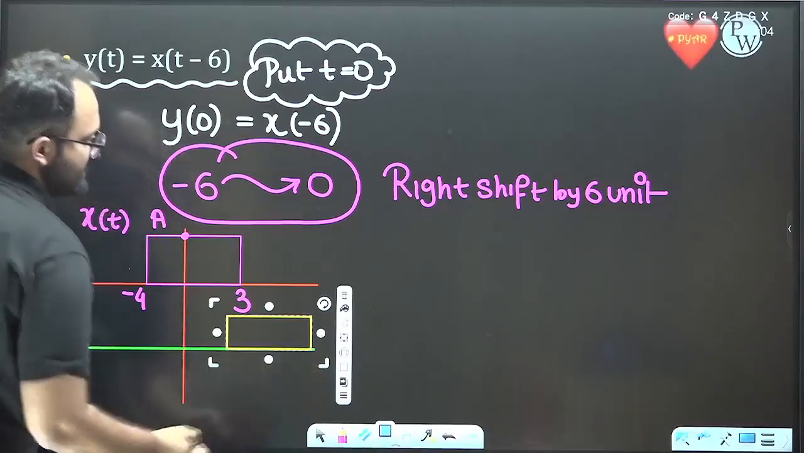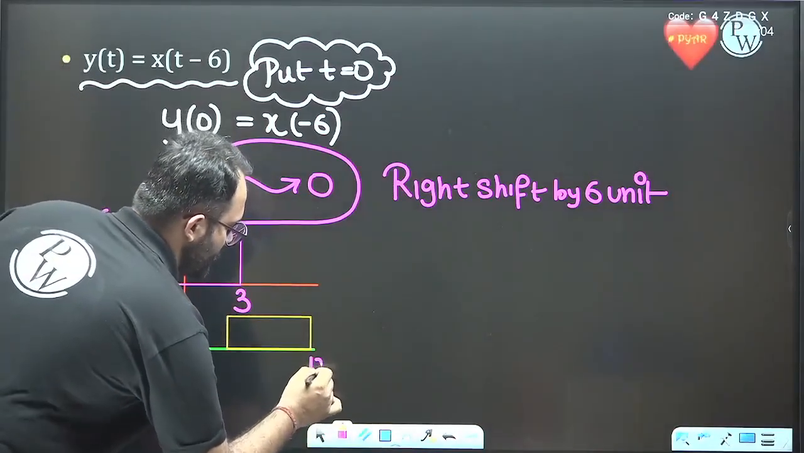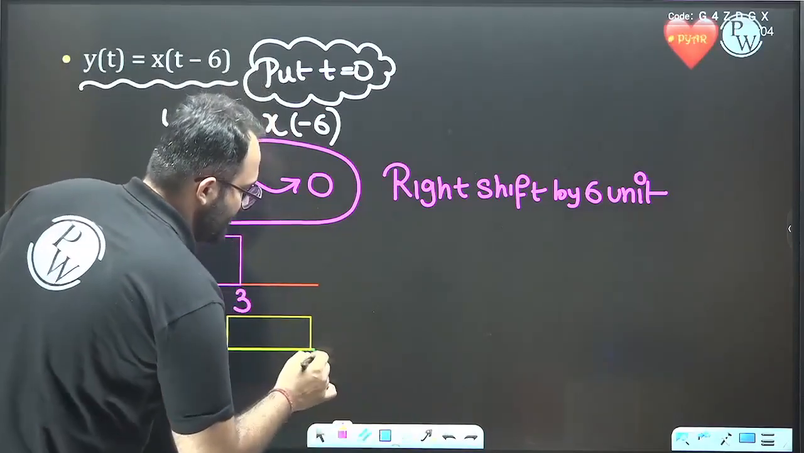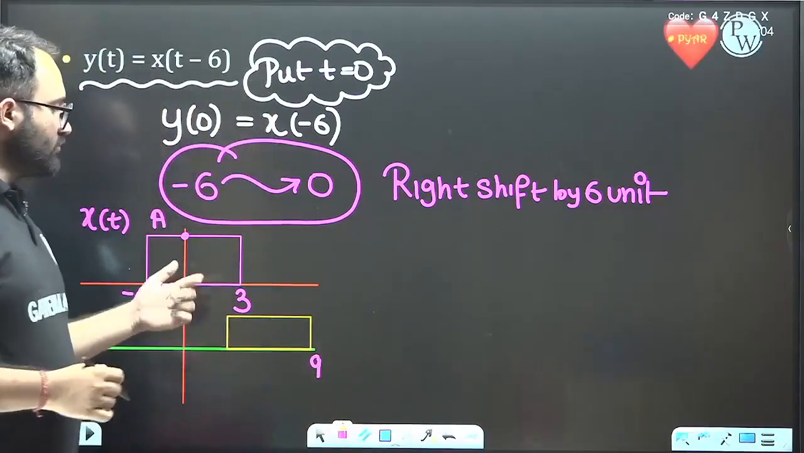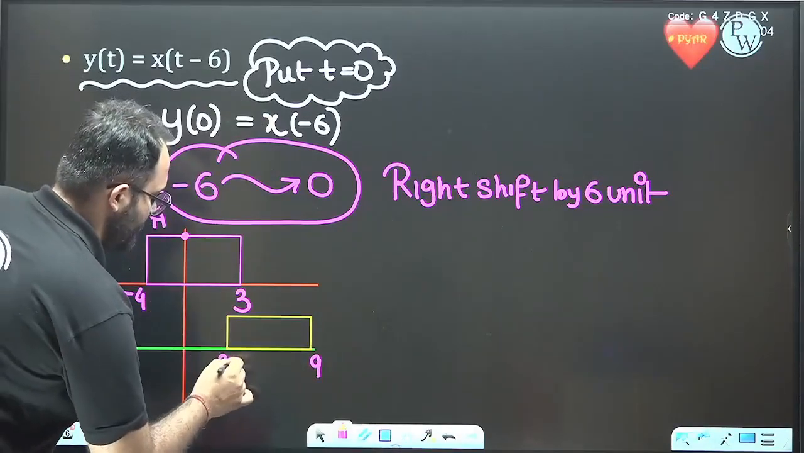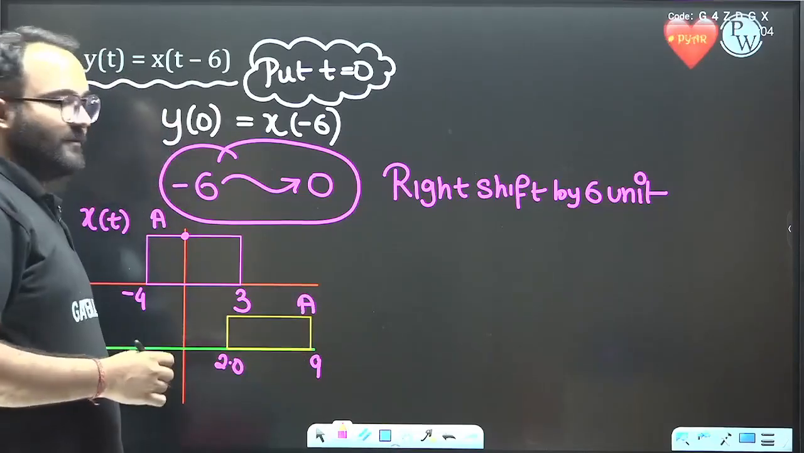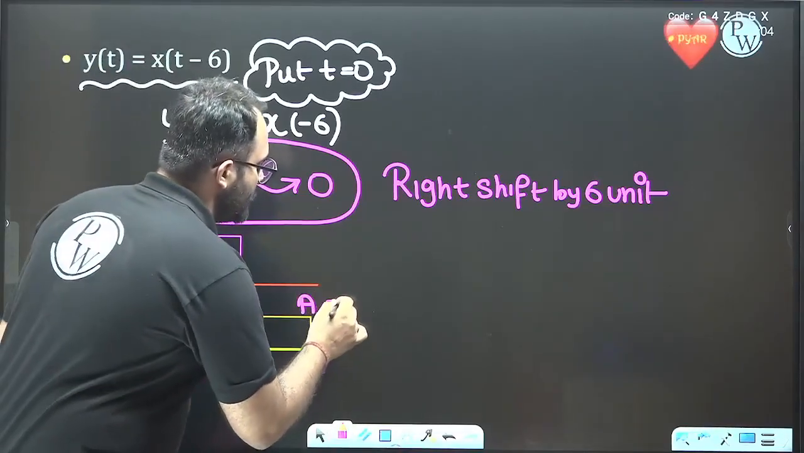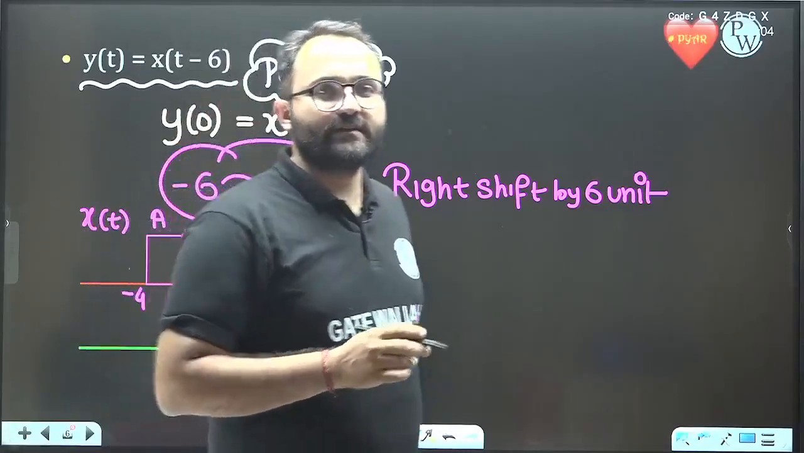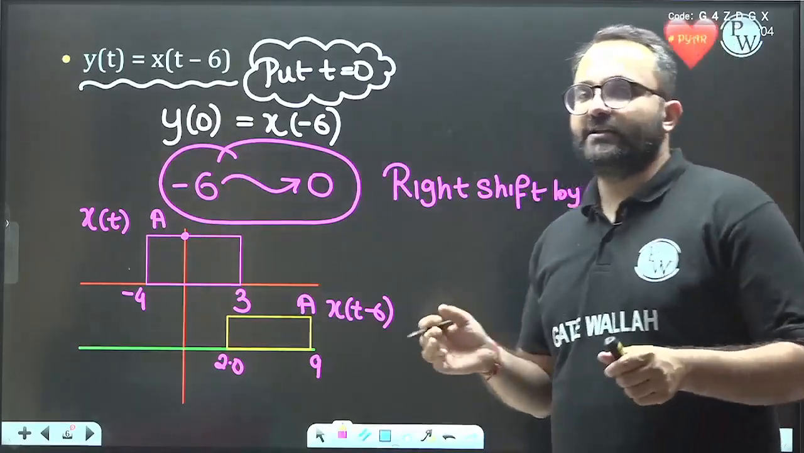So right shift by 6 means 3 will go to 9, and minus 4 will go to 2. The height will remain the same, that is a. So you don't need to remember when it is a right shift or a left shift. Simply put t equal to 0 and you will get the answer.